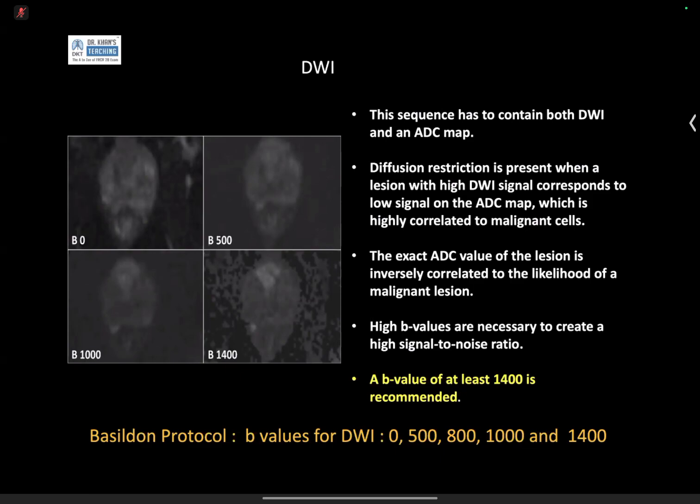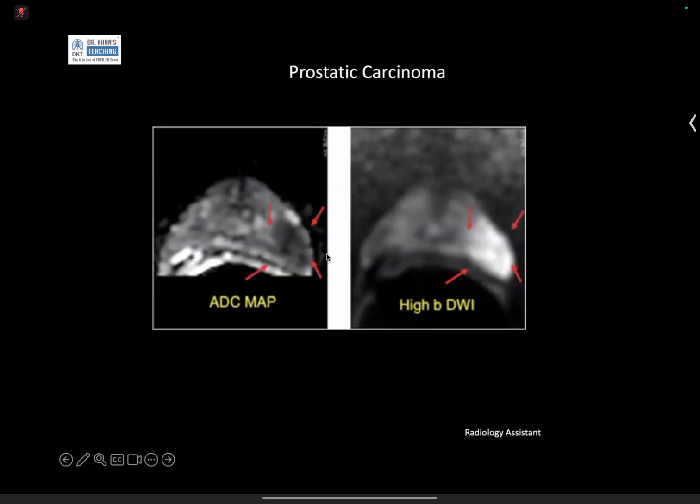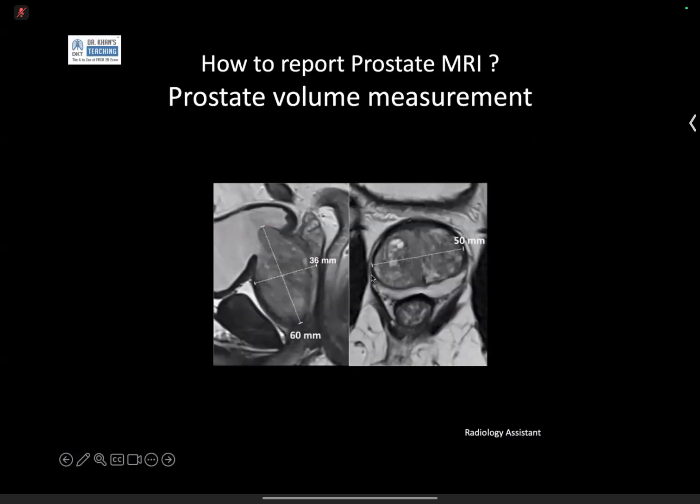So must try it. Please remember that in all body imaging, you don't use 1400. You don't use 1400, for example, in MRE or liver, etc. And there will be variations in various departments. But in prostate, it is recommended maximum B value of 1400. So anything which remains bright on 1400 and low on the ADC map, then you call it restricted diffusion. So this is from Radiology Assistant, which is bright here on DWI and low on the ADC map. So this is restricted diffusion, and this is classical positive.